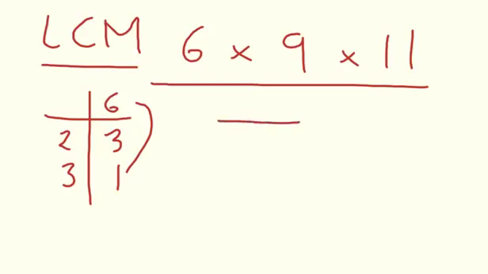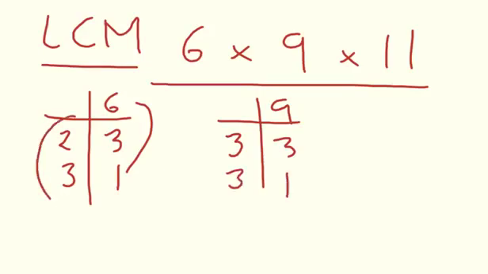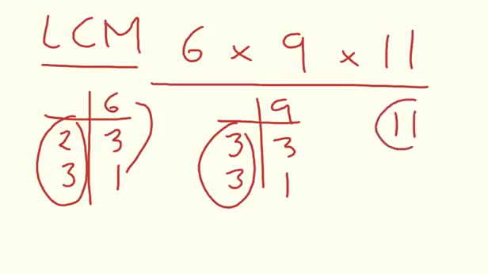Here we've got 9. 9 divided by 2 doesn't go, so 9 divided by 3 equals 3, and then 3 divided by 3 equals 1. So just look at this, 2 times 3 equals 6, 3 times 3 equals 9. These are your prime numbers that make up these numbers, right? Now we've got 11. We all know 11 is a prime number, so 11 will stay. Okay. So the technique of this is to find out which prime numbers multiplied together will make the lowest common multiple.